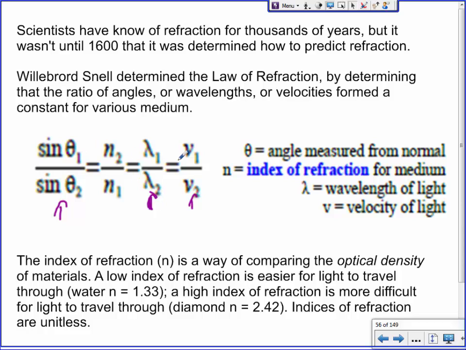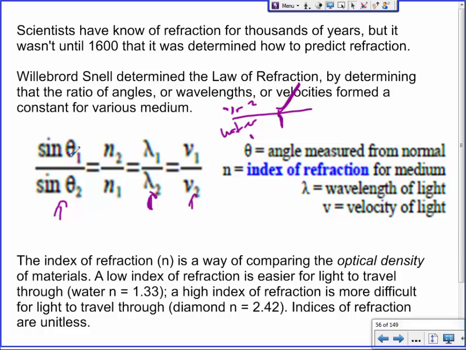And the 1s and the 2s basically refer to either side of the medium. So if you are going from water into air, then water can be side 1 and air can be side 2 as these things bend. Does that work? So here's the things you can use.